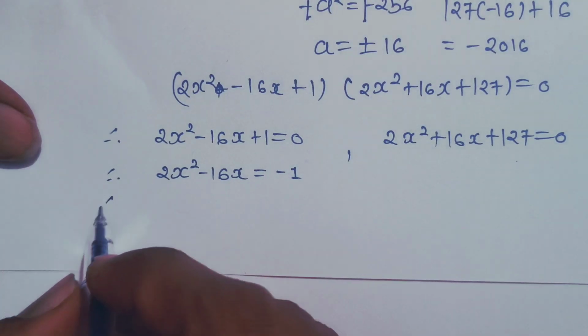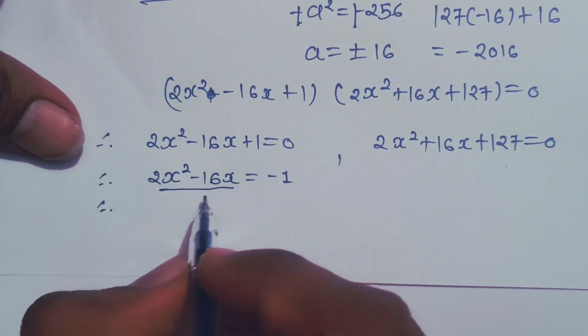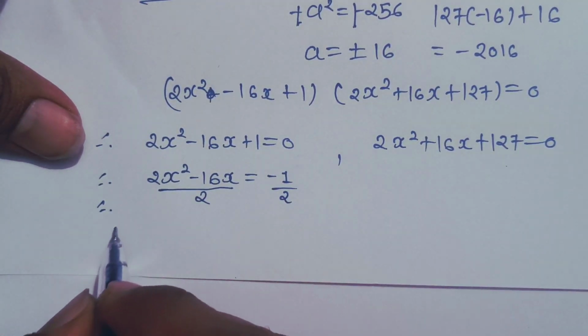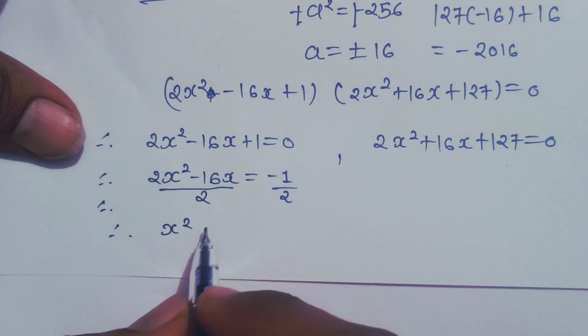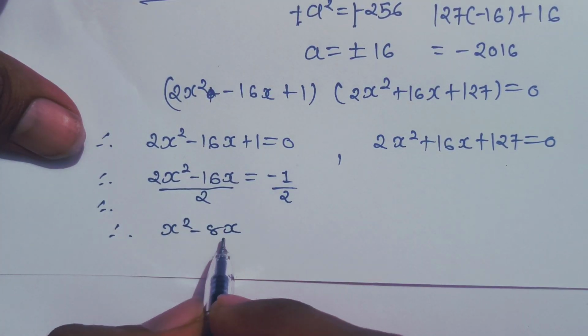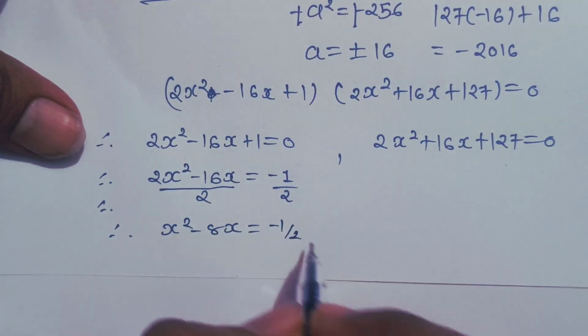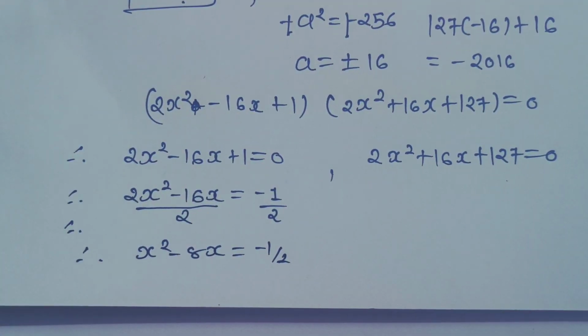Now divide both sides by 2. This divided by 2 and this divided by 2. Therefore the equation now: 2x square divided by 2 means x square, minus 16x divided by 2 means minus 8x, equal to minus 1 by 2. This is I think clear. Now next term.